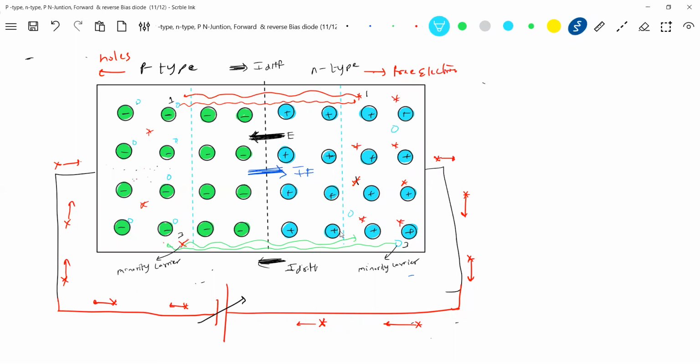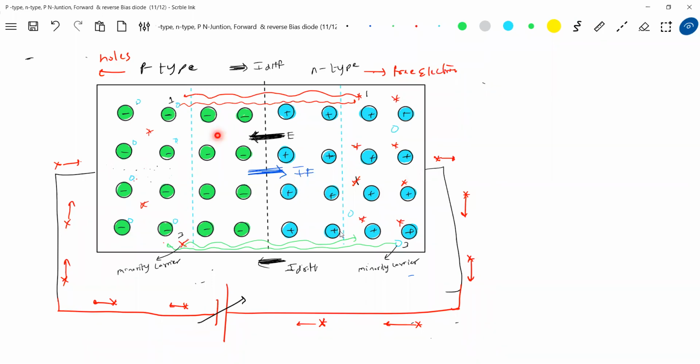Now this valence electron will be pulled by the hole. So therefore the hole will take this position. So here it will be like this. Here what you see is that the majority carriers move away from the junction. The holes will move away from the junction. The electrons will move away from the junction.